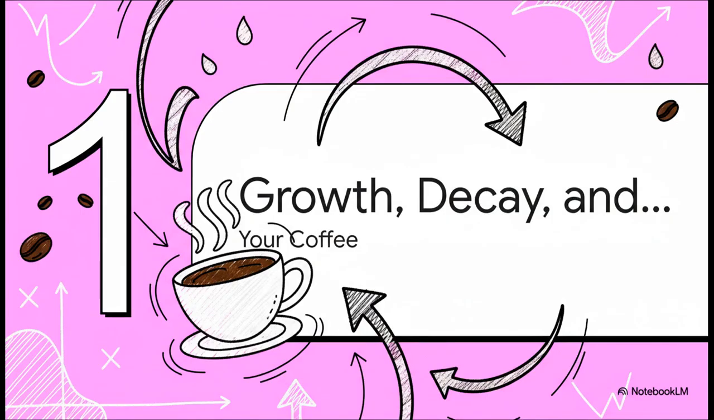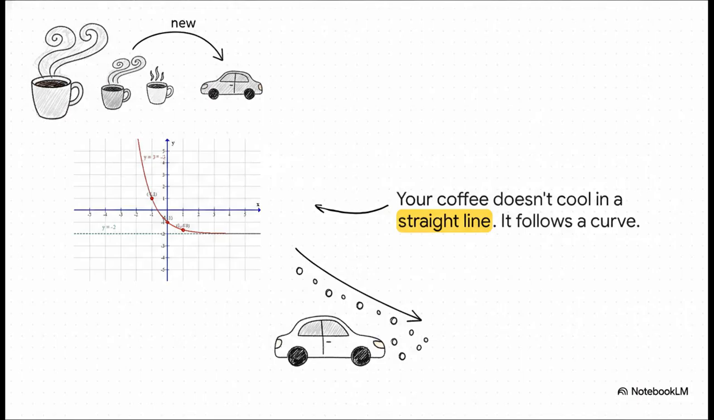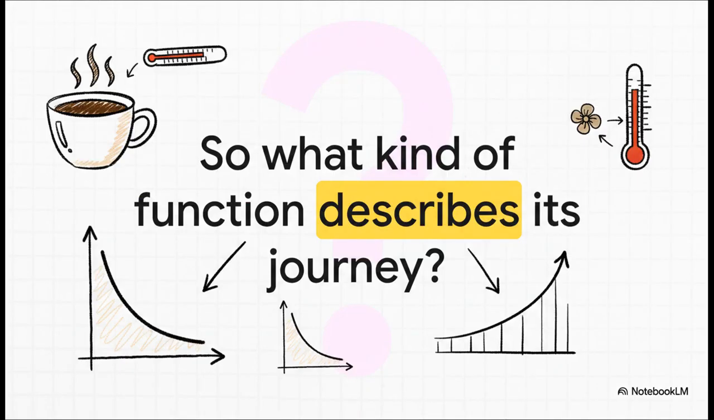And we're going to start with an example you probably ran into this morning, your daily cup of coffee. Think about it, right? When you pour a fresh, hot cup of coffee, it cools down super fast at first. But then, as it gets closer to room temperature, that cooling process slows way down. It's not like it loses 5 degrees every single minute, nice and neat. Same thing with a car's value. It drops like a rock in the first few years, and then the depreciation slows. This kind of change doesn't follow a straight line. It follows a curve.